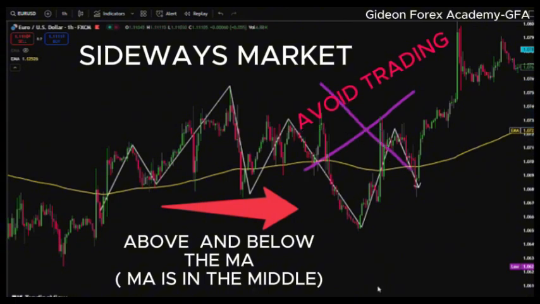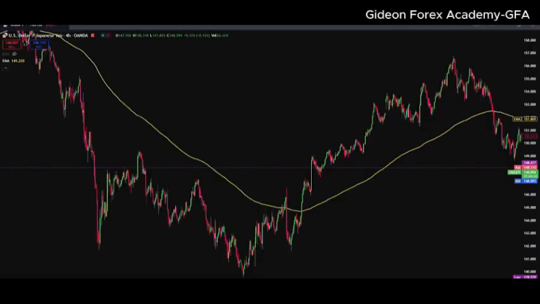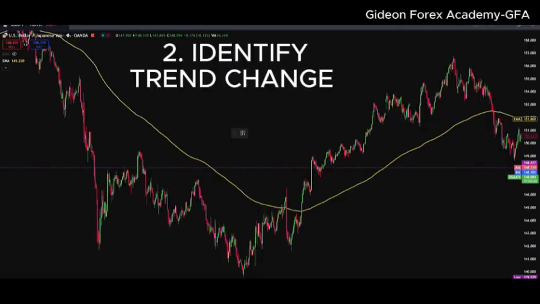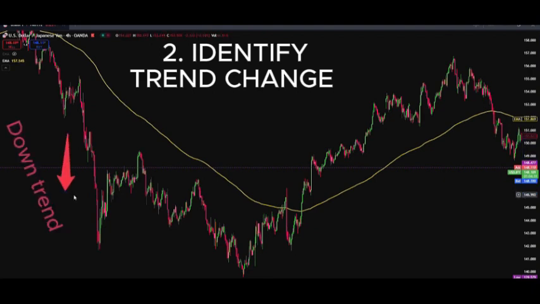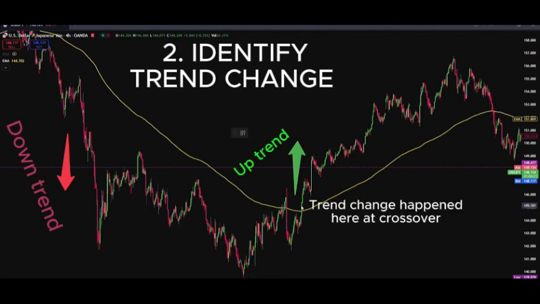All right, move on. The second way we can use a moving average is to identify the trend change. As you can see, this is a previous downtrend, and now with our 200 moving average, we can see that the price action around this point here, there was a trend change that happened around the crossover, and now we can see an uptrend that began, all right, at the break here.